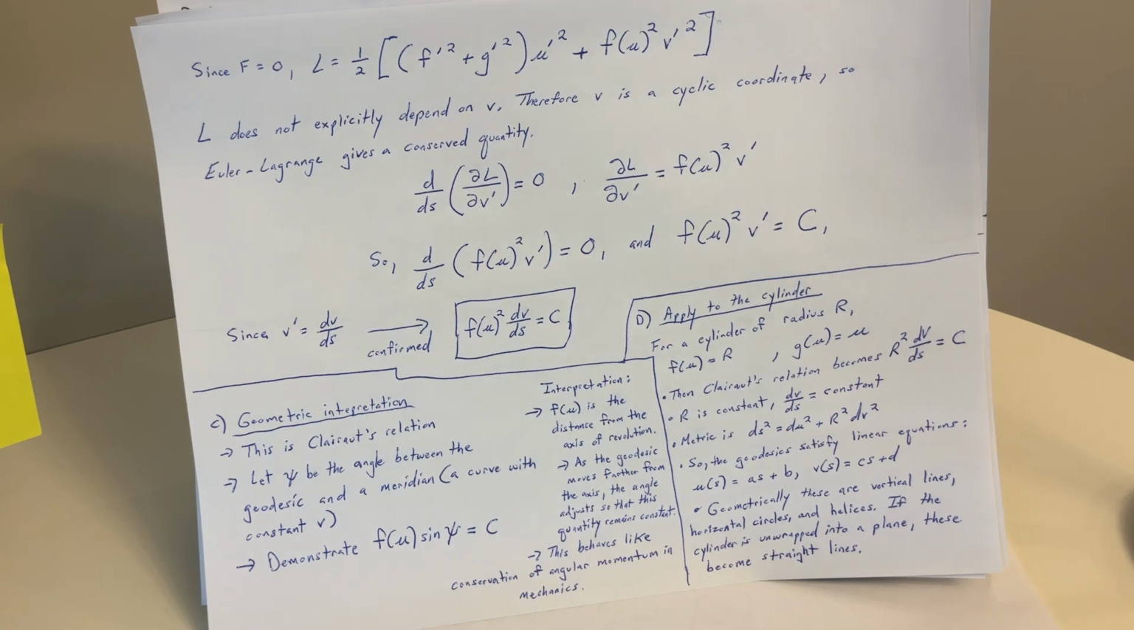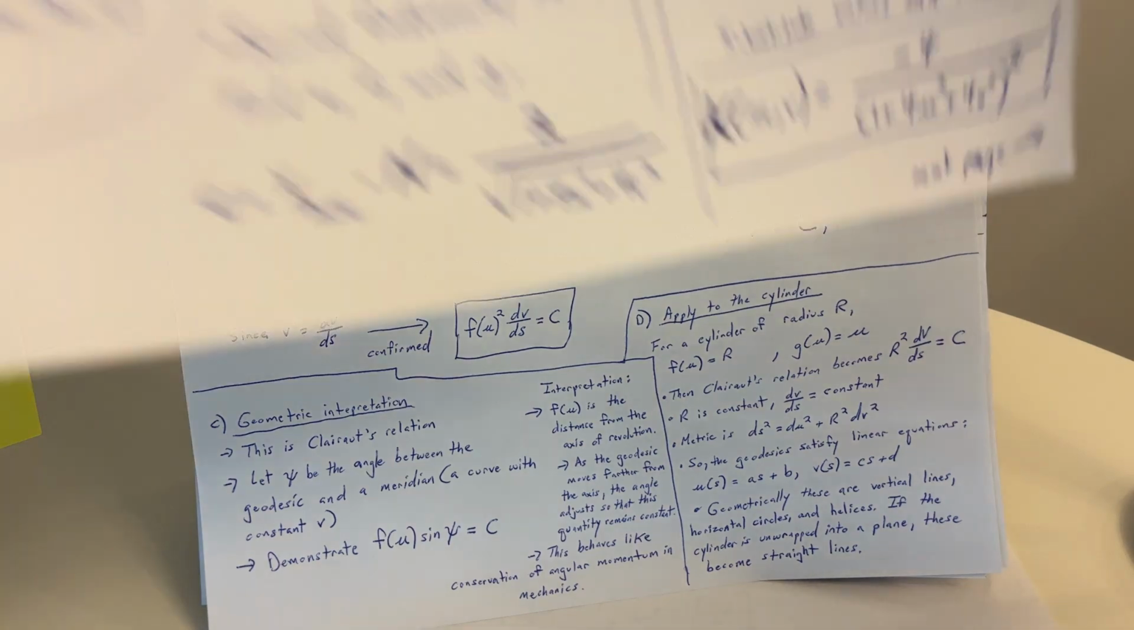So the geodesics satisfy the linear equations we have here. The u of s equals as plus b, and the v of s equals cs plus d. And we could state that geometrically these are vertical lines, horizontal circles, and helices. So if the cylinder is unwrapped into a plane, what's going to happen to these? These are going to all become straight lines. Okay. So that's A, B, C, and D. That takes care of number 3.